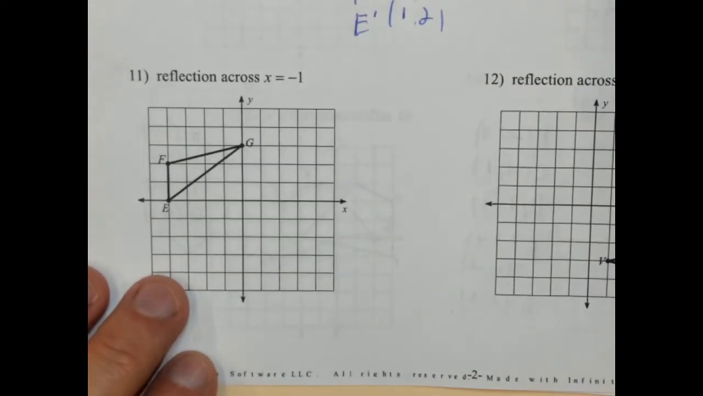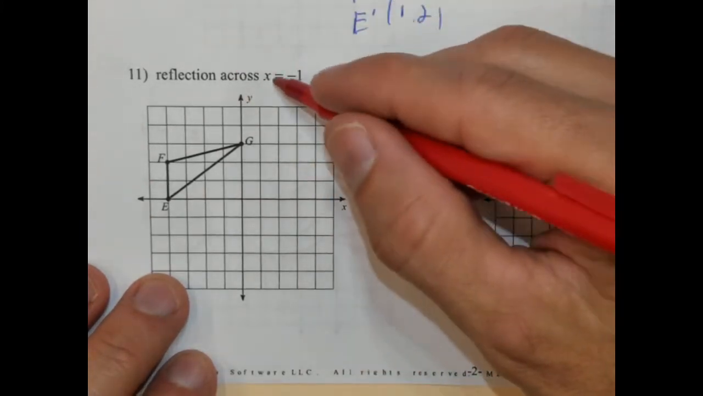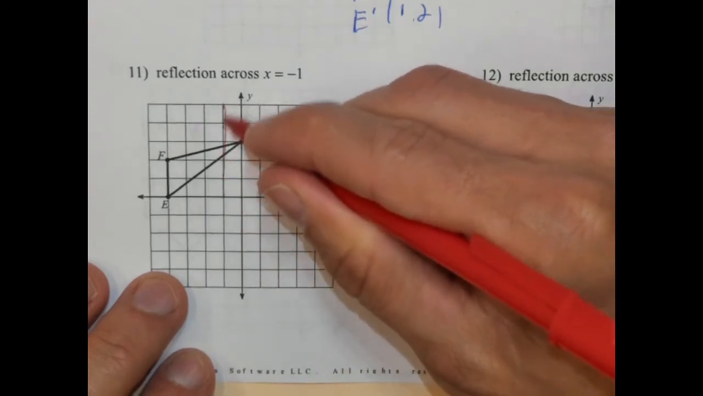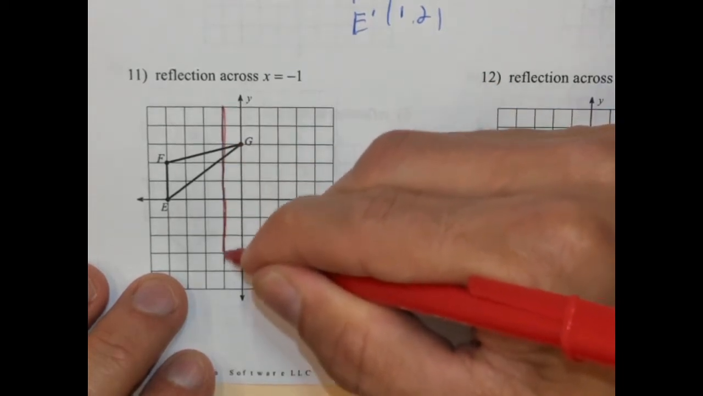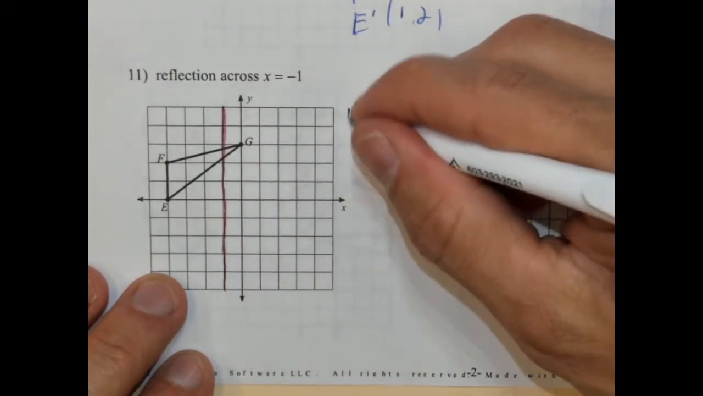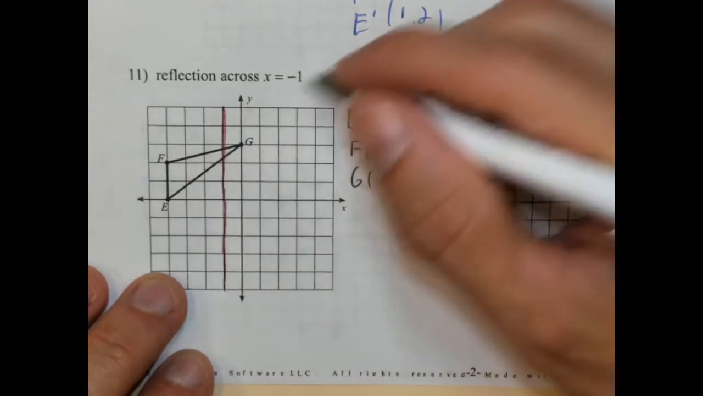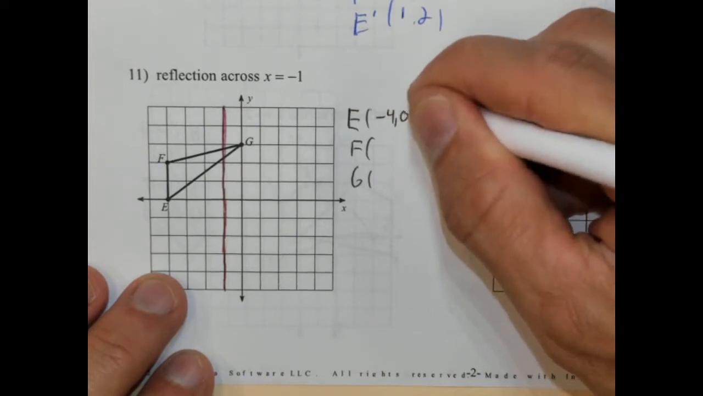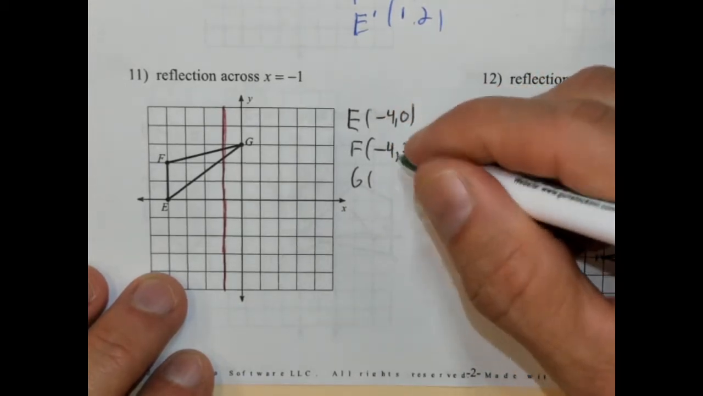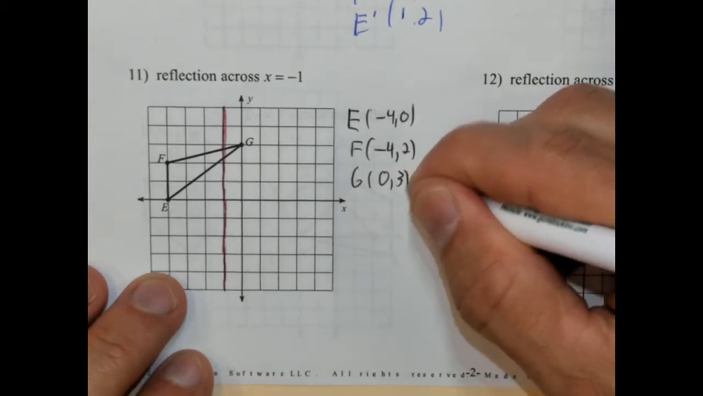Reflection across x equals negative 1. So this one's a little different. So we have to write the line of reflection because there's no reflection rule for this. So x equals negative 1 is here, and it's going to be a vertical line because the x value is not changing. So that is our line of reflection. So I'm going to go ahead and write the points here. So E, F, G. So E is negative 4, 0. F is negative 4, positive 2. G is 0, 3. I had to think about that.